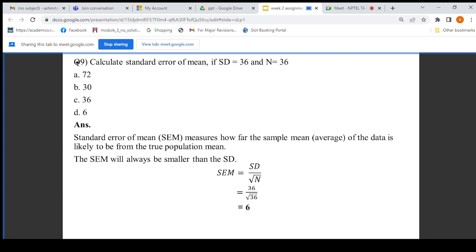So the formula of the standard error of mean is standard deviation divided by root n. Here n is the total number of data values, or the number of the population. From this equation we find that the standard error of mean is 6, since 36 over root 36 is equal to 6.